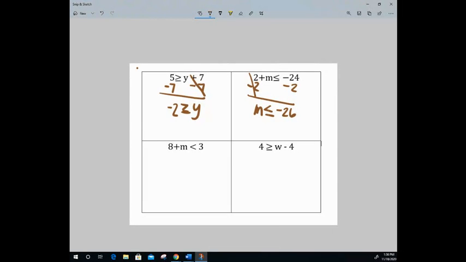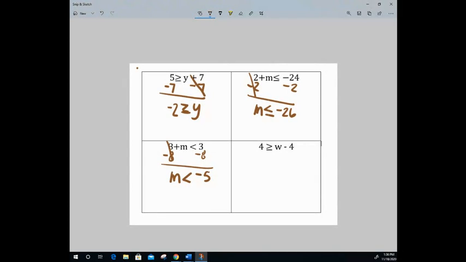Our next problem here, we have 8 plus m is less than 3. So my variable is m. Attached to it is an addition of 8. To get rid of that, I'm going to subtract 8. Whatever you do to one side, you've got to do to the other. When I do that, our 8's cancel. I'm going to bring down m. I'm going to bring down my less than symbol. And 3 minus 8 is going to give me negative 5. So this means that m can be any number that's less than negative 5.